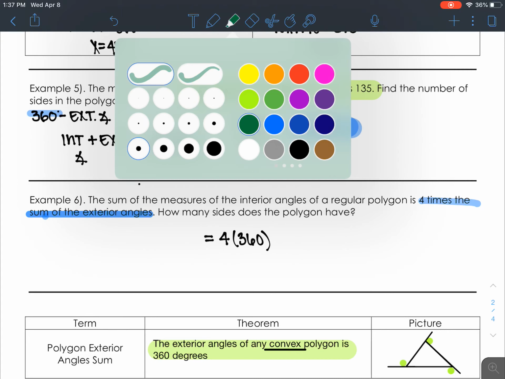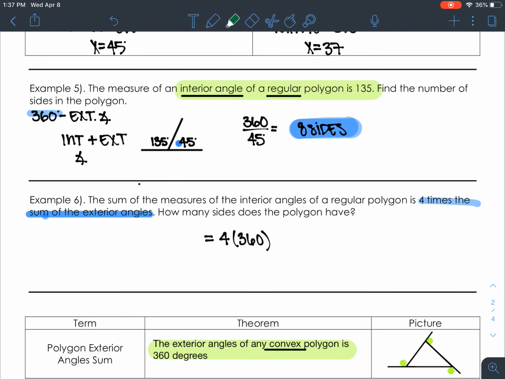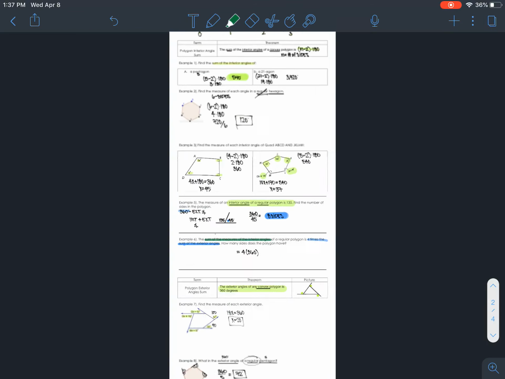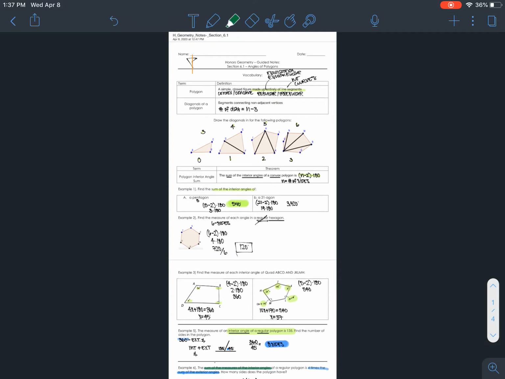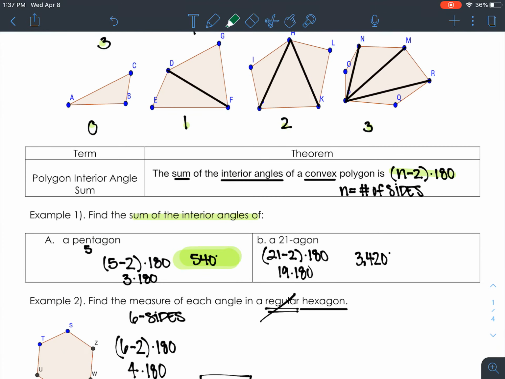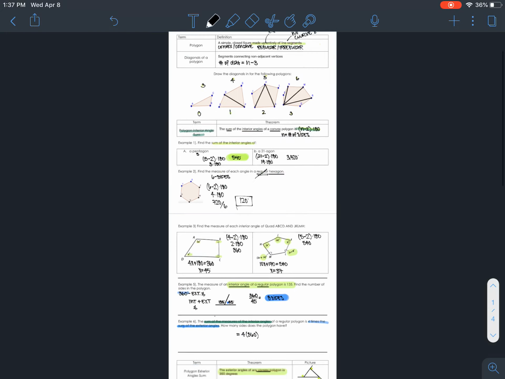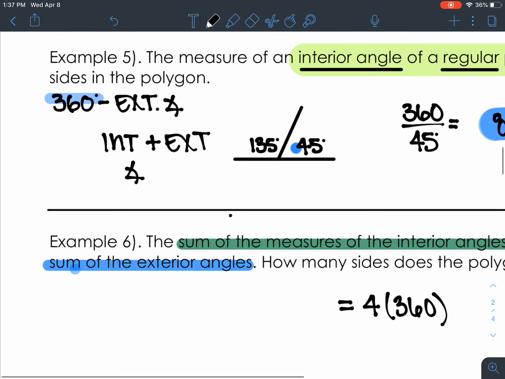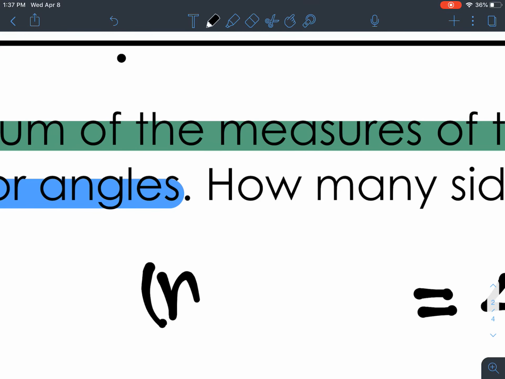Now the other side of that equation is going to be the sum of the measures of the interior angles. It doesn't seem like that's super helpful, right? But we know that the sum of the measures of the interior angles is given to us in this formula right here: n minus 2 times 180. So I'm going to set 4 times 360 equal to n minus 2 times 180.